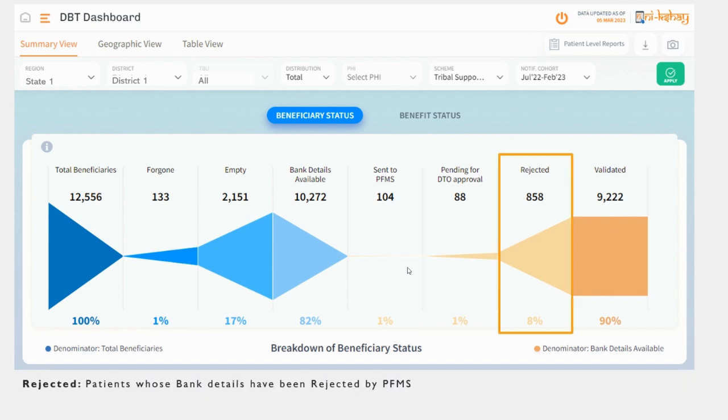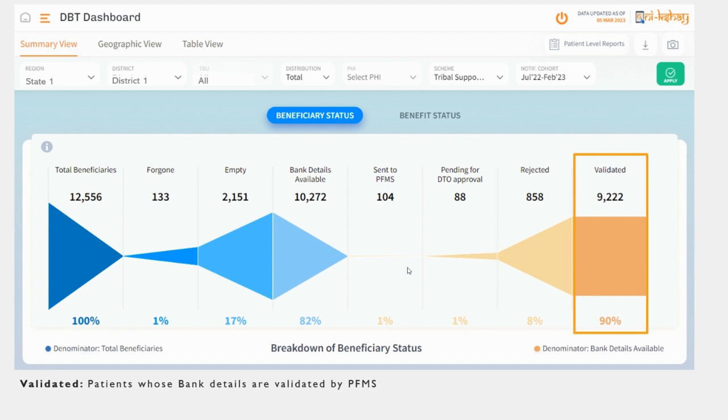For 858 patients, that is for 8% of cases, the bank details are in rejected status. And for the balance 90%, that is 9,222 cases, the bank details are validated and thus, benefit payments can be processed.